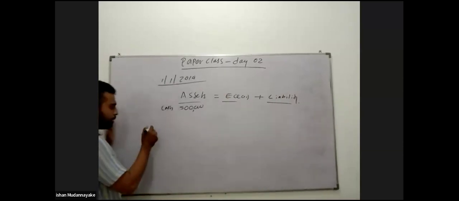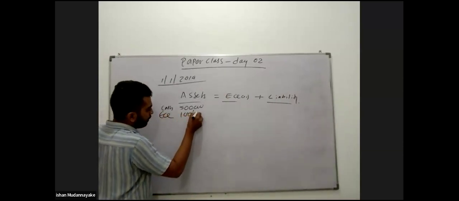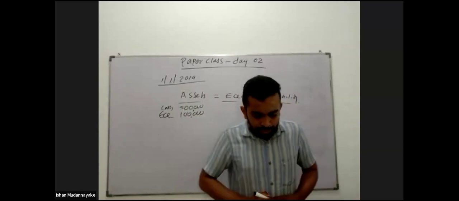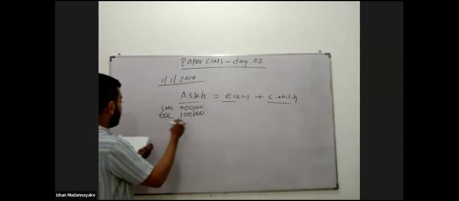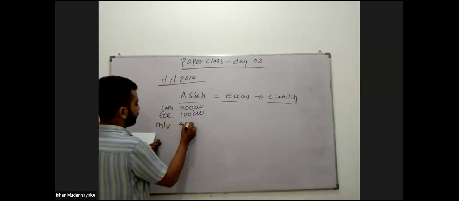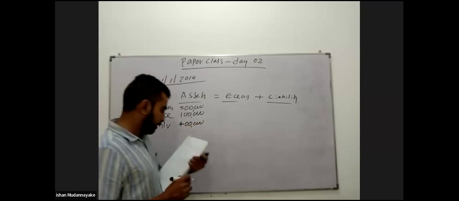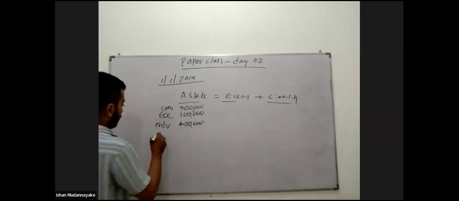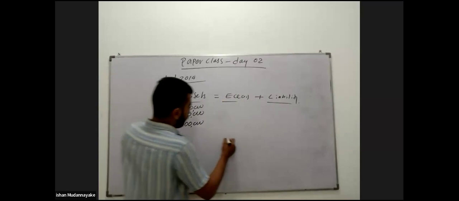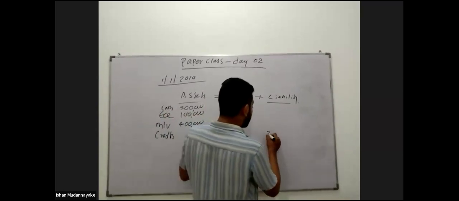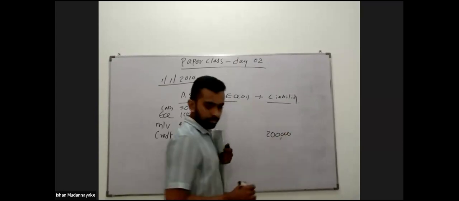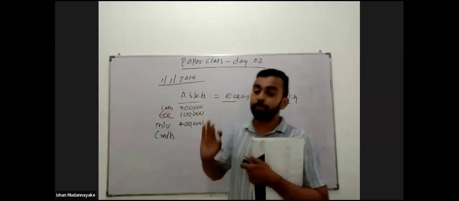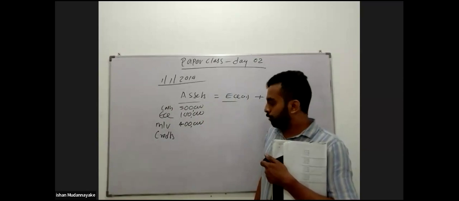Equipment, 100,000. The opening equipment balance is 100,000. Motor vehicle asset, 400,000. Opening creditors liability, 200,000. These are the opening balances of the business, before recording the bank loan.